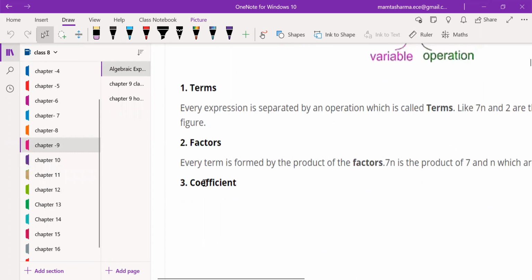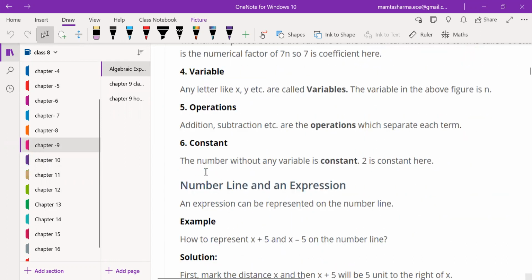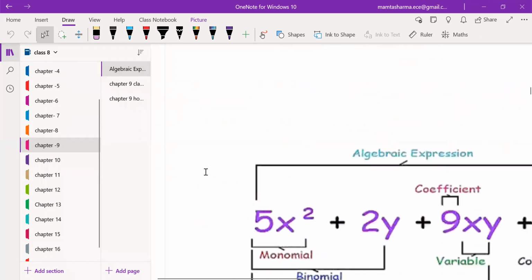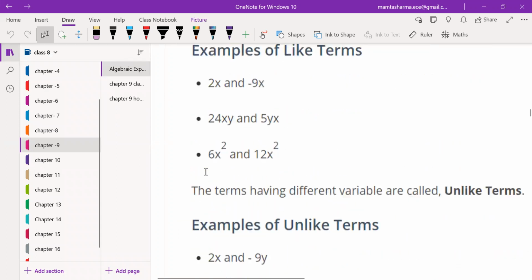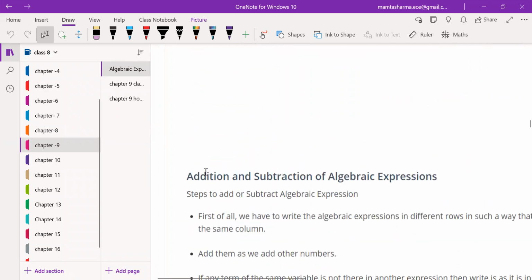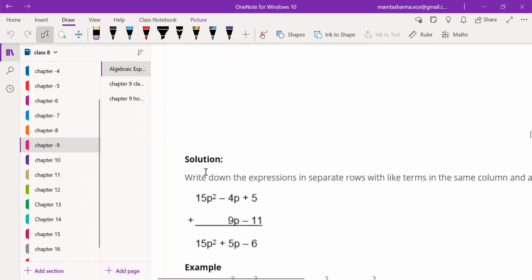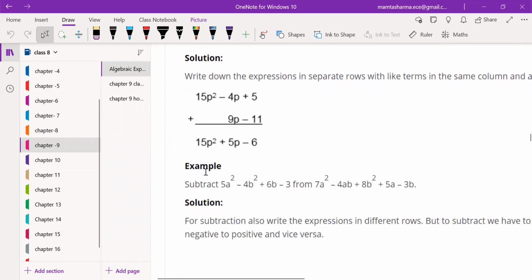Let me see. We have not done it. I have completed this in the 7th class. Okay, ma'am, it is pending. Yeah, we can do it. So, do you want to learn factorization first or algebraic expression first?